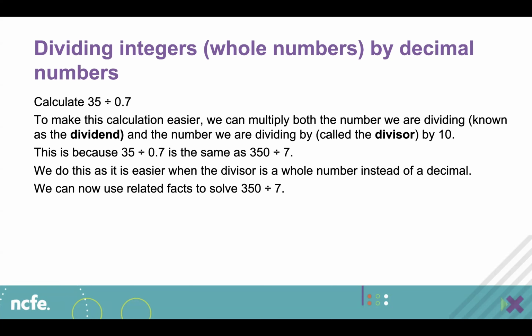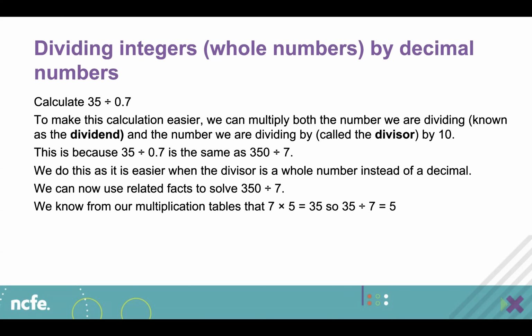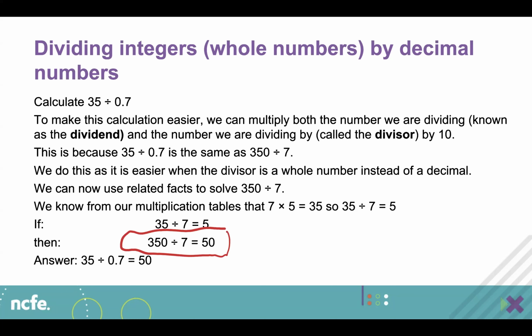We can now use related facts to solve 350 divided by 7. We know from our multiplication tables that 7 times 5 is 35, so 35 divided by 7 must be 5. So 35 divided by 7 is 5, therefore 350 divided by 7 is 50, therefore 35 divided by 0.7 is also 50. Because if you remember, all we did was multiply by 10.